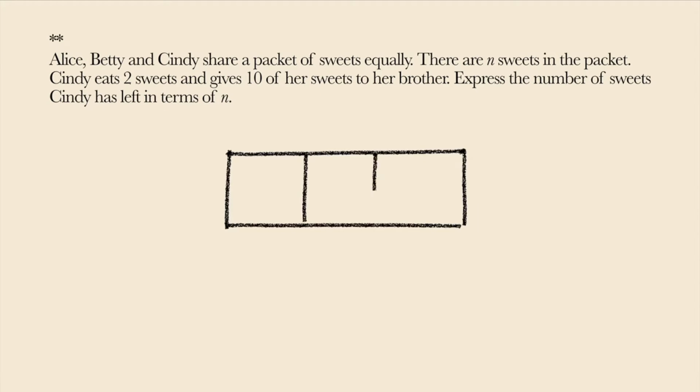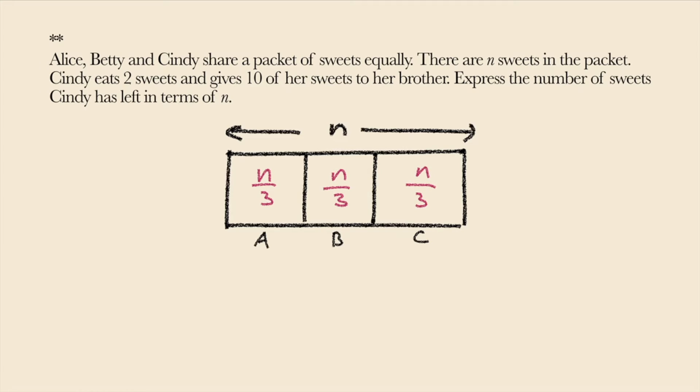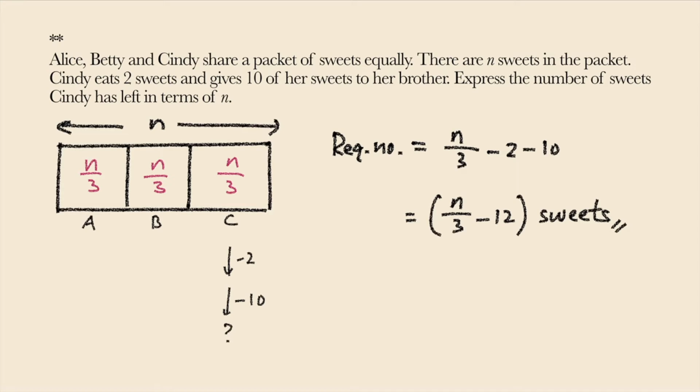Well, let's draw a model to illustrate what's happening. Started with n sweets shared equally, which basically means for A, B, and C, they each had n over 3, n over 3, n over 3. Now focusing on Cindy, she ate 2, gives 10. So what did she have left? So quite simply, Cindy started with n over 3 minus 2 minus 10. That will be n over 3 minus 12.